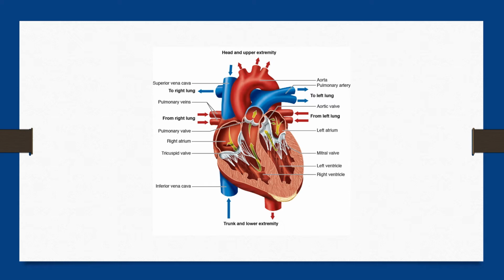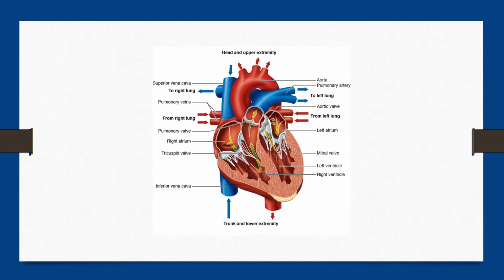Blood comes in through the superior vena cava, comes down. This is your right atrium, and then it goes through the tricuspid valve into the right ventricle, and then out to the pulmonary arteries. Then this goes to the left lung, and that goes to the right lung.